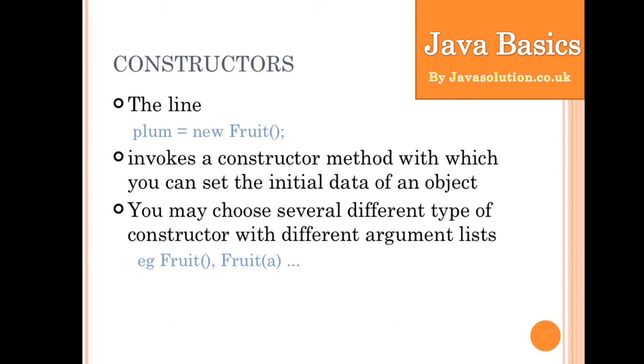Okay, so constructors. We already explained what constructors are. We can invoke a constructor method with which you can set the initial data of an object. As we mentioned, we can have a default constructor or a constructor with some values, and with those values we initialize the data of an object. And we can use several different types of constructors with different argument lists. For example, this is a default constructor. You can have a constructor with one value. You can have a constructor with more than one value like this, right? So you can say int a, int b, float c, something like that, right?